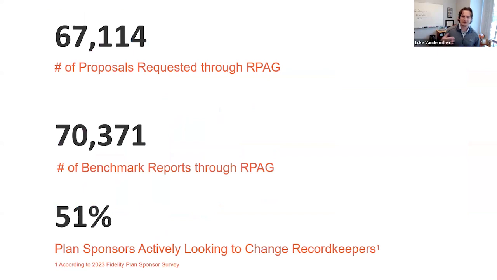So let's talk about fee benchmarking and RFPs in particular. This is a slide that I actually used last year at the RPAG National Conference, and I wanted to bring your attention to it because I think despite the fact that there's only three numbers on this page, it tells a pretty robust story. Through RPAG's technology in 2024, we had over 60,000 proposals run through our system and over 70,000 benchmarking reports run through the system. So what that tells me is that over one in every two plans that are housed on the RPAG system are having their fees benchmarked in that given year.